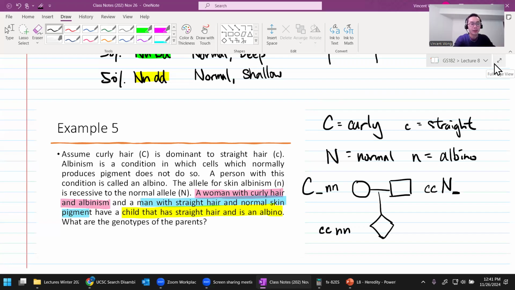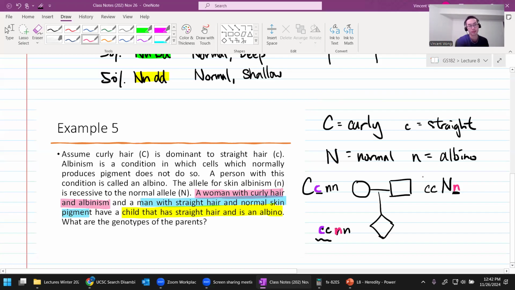So by looking at their child, we can actually work backwards and figure out the missing allele. The child has two little c. One little c came from the dad, the other one must have come from mom, right? So the mother has to be heterozygous for the hair gene. Similarly, for the little n, one came from mom, the other must have come from dad. Okay, so that's how we figure out the missing genotype.